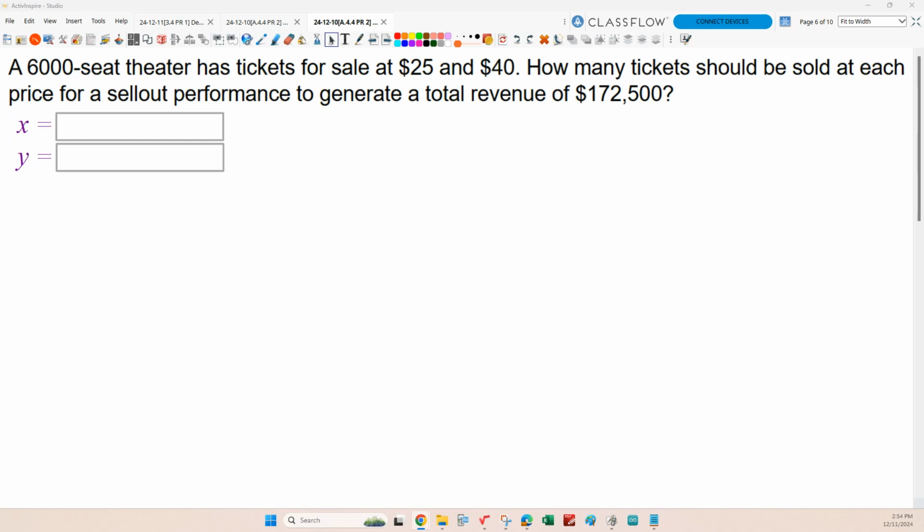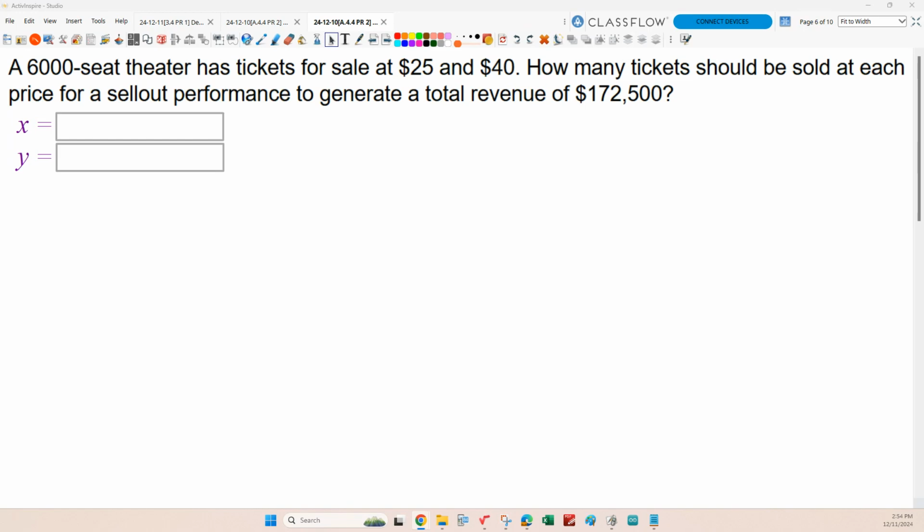A 6,000-seat theater has tickets for sale at $25 and $40. How many tickets should be sold at each price for a sellout performance to generate a total revenue of $172,500? What are they asking for here? How many tickets of each price are being sold? So what's the very first thing you're going to do in your notebook? Yeah, define x and y.